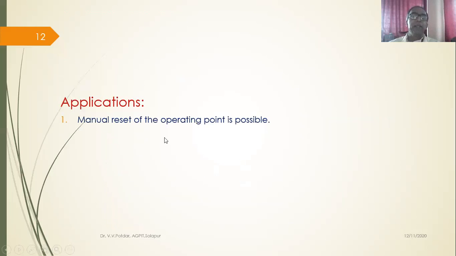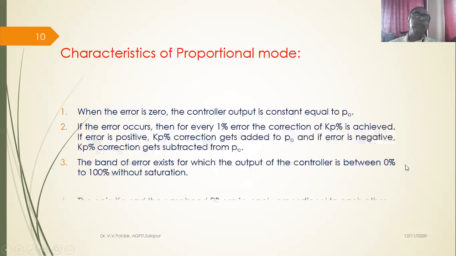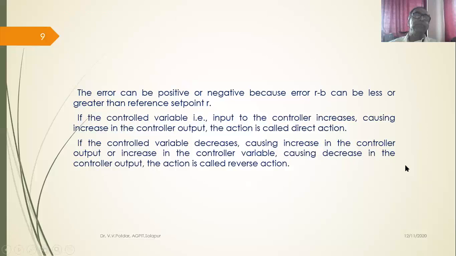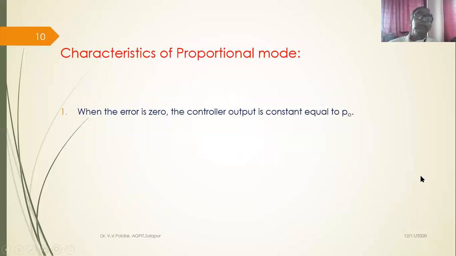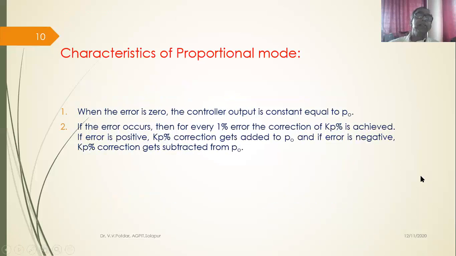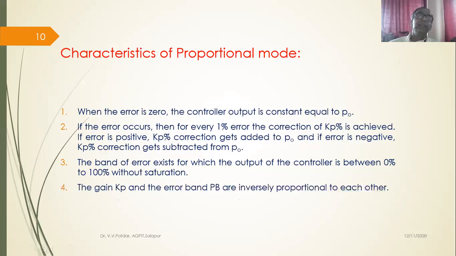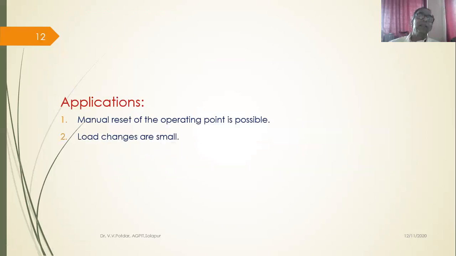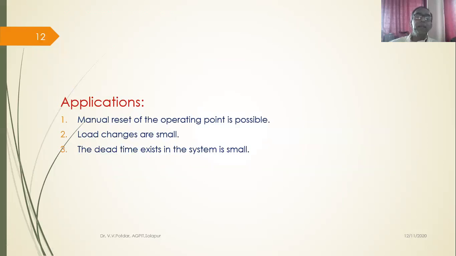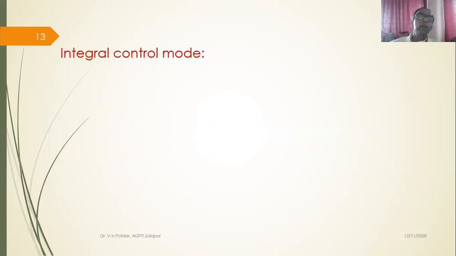Applications: manual reset of the operating point is possible. When the load changes are small, proportional controllers are preferred. This you already seen. Applications: load changes are small. When the dead time that exists in the system is small, proportional controllers are preferred.